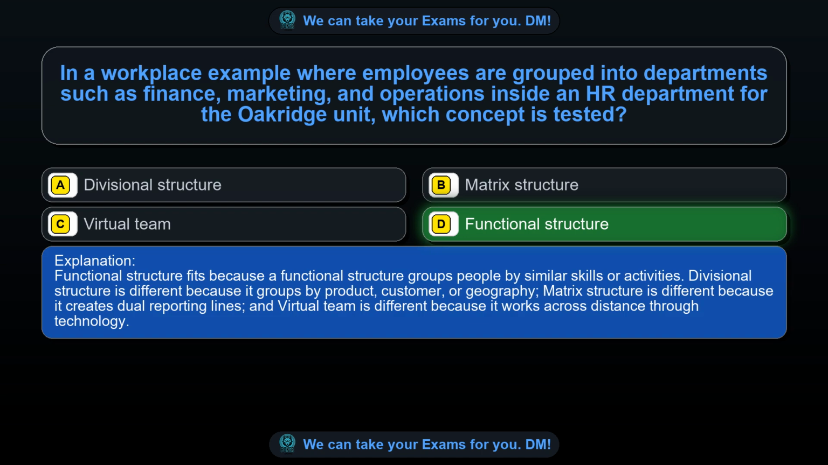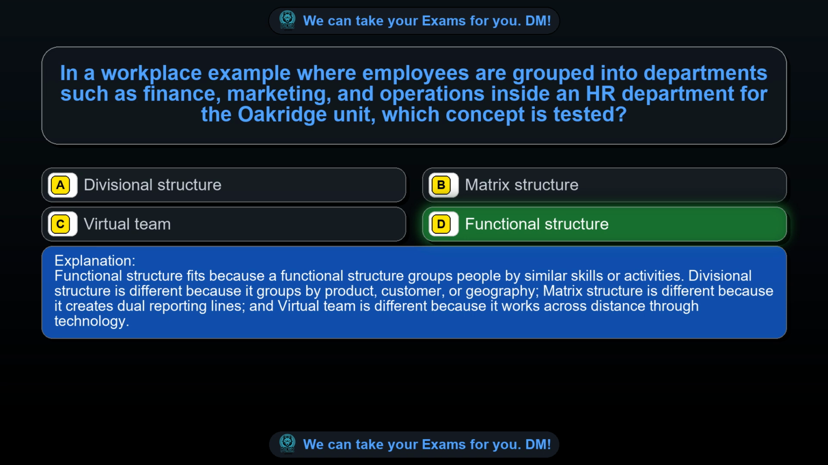Functional structure fits because a functional structure groups people by similar skills or activities. Divisional structure is different because it groups by product, customer, or geography. Matrix structure is different because it creates dual reporting lines, and virtual team is different because it works across distance through technology.